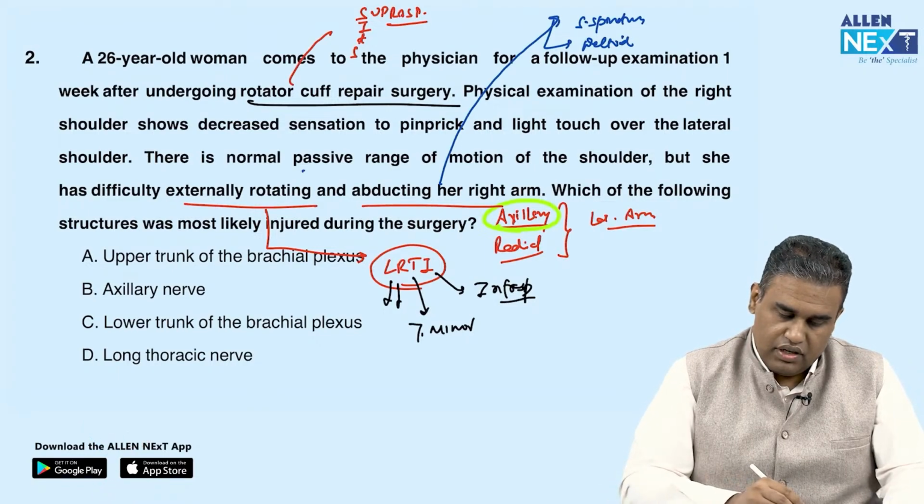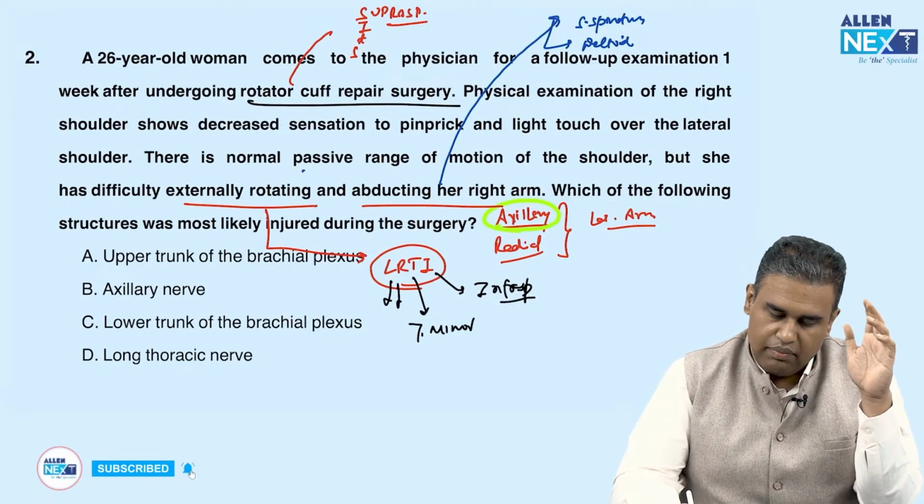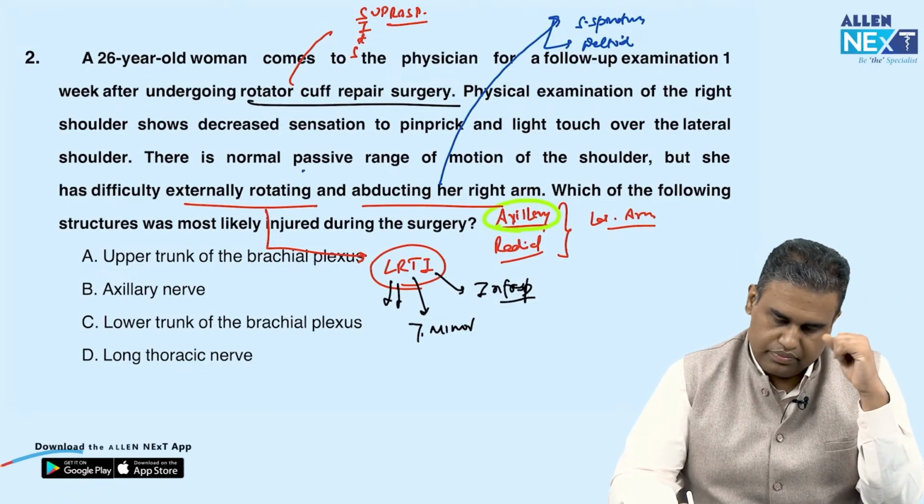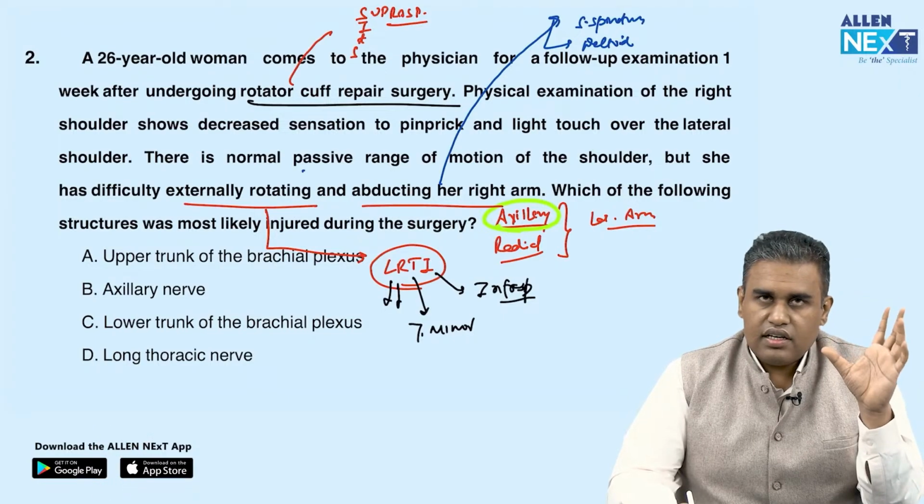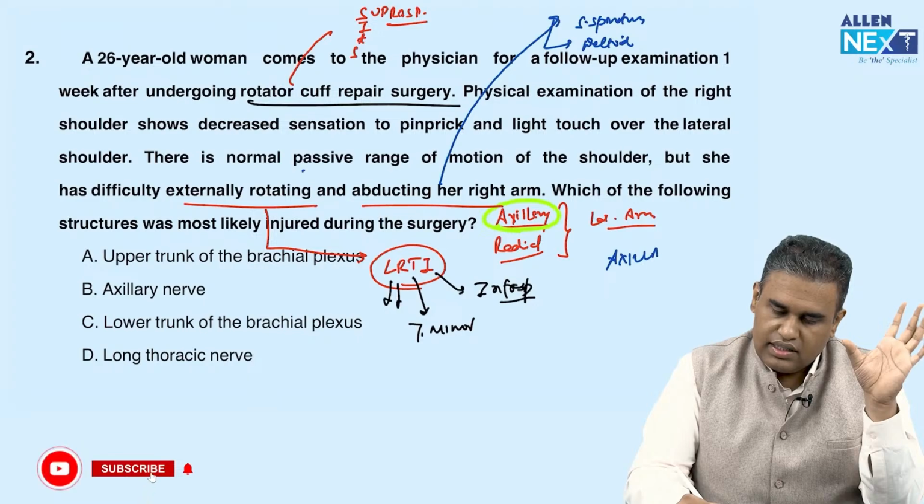Okay, now which of the following structures was most likely injured? Now we can see that it was a rotator cuff repair surgery. Could have been involvement of the supraspinatus. Could have been. According to the sensory loss, it looks close to the axillary nerve. Now we can think of axillary if we look at the sensory loss.